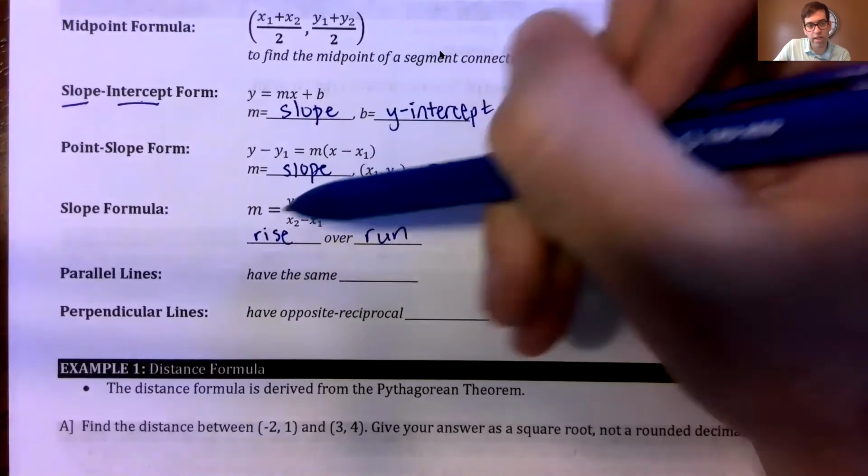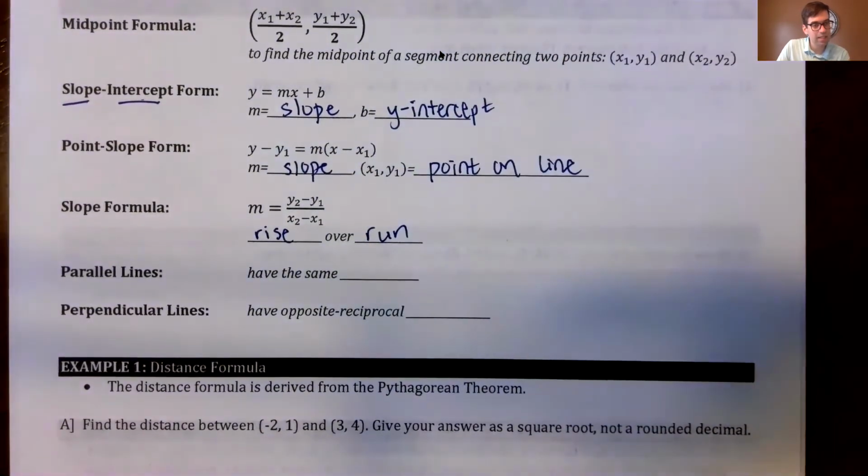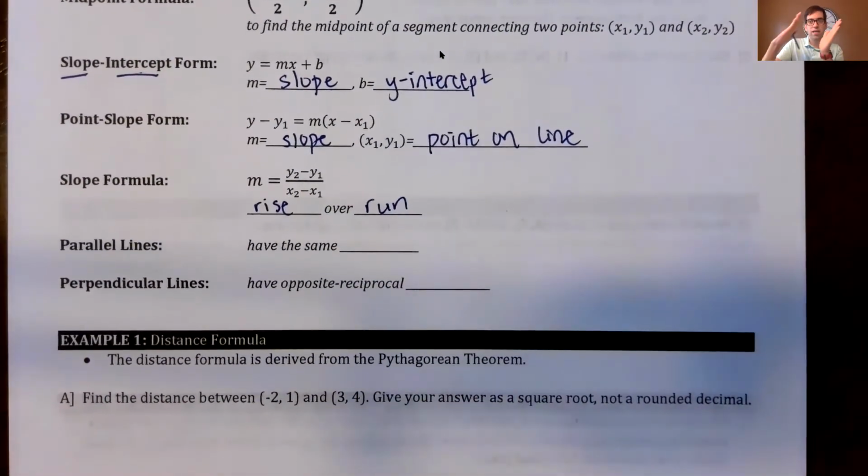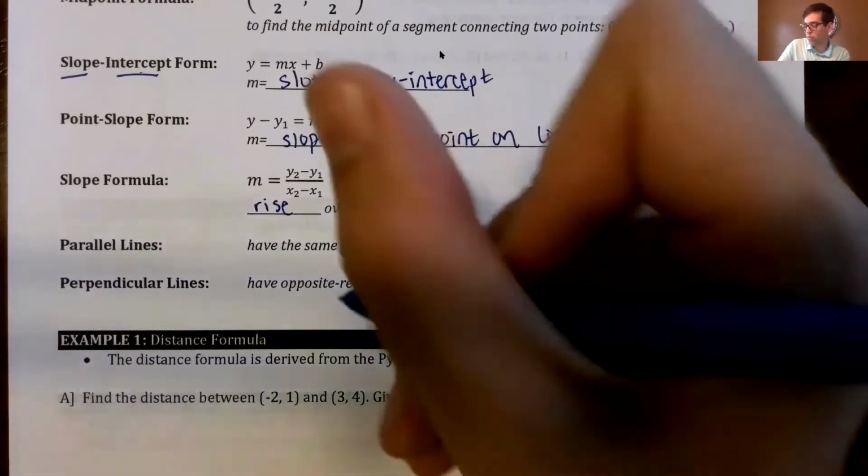It's the change in y's over the change in x's. And if you have two parallel lines, they have the same slope.